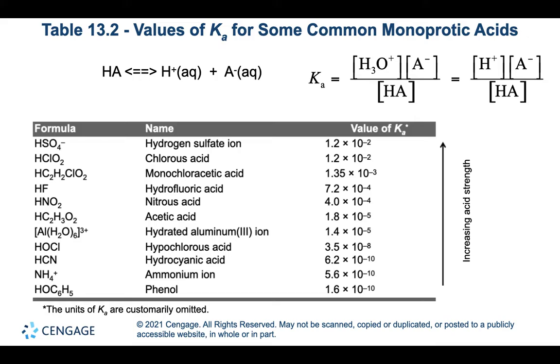But generally, as we go from a larger Ka, 10 to the minus 2, to a smaller Ka, for example, phenol, 10 to the minus 10, our equilibrium is lying less and less to the right. We're getting a smaller Ka, meaning less to the right. In other words, less H plus and more molecules hanging together and not losing H plus. More HA, less H plus on the right there.